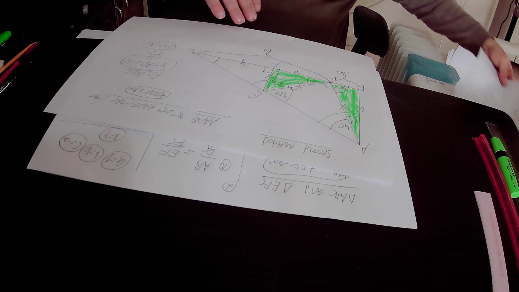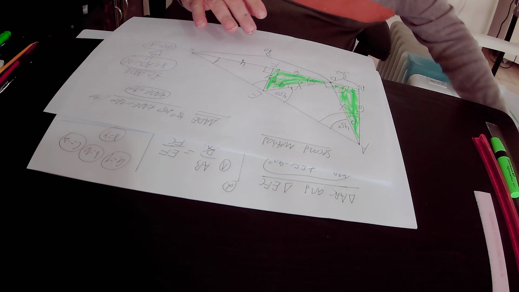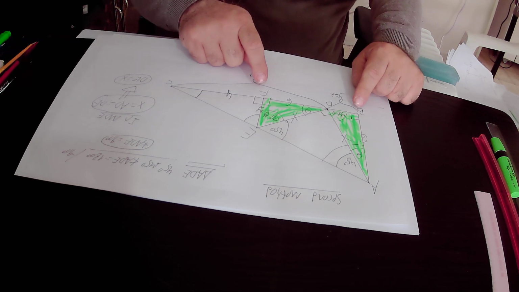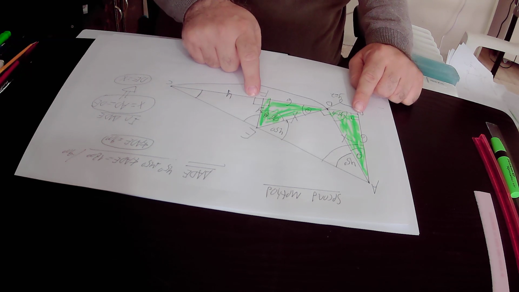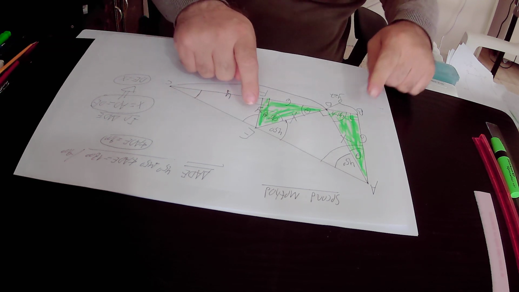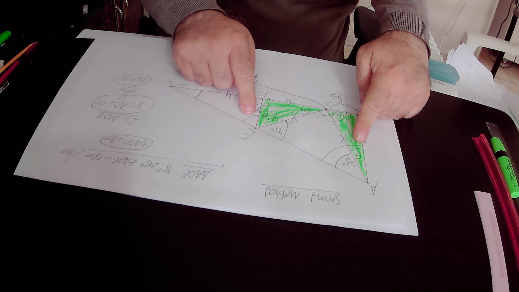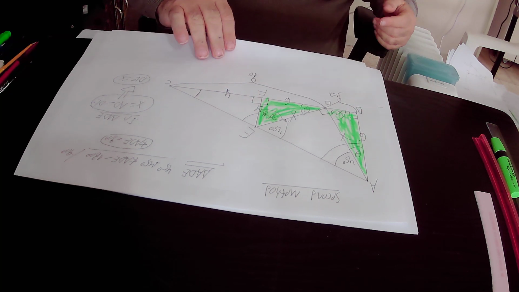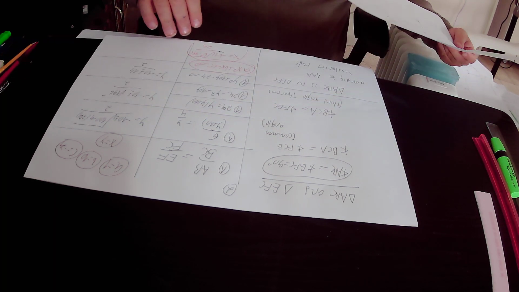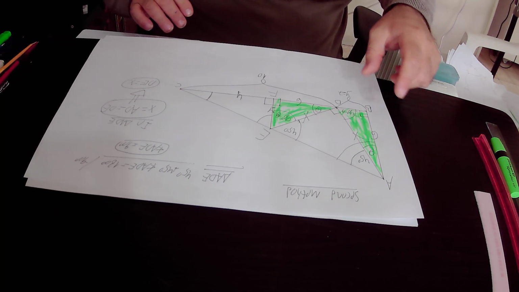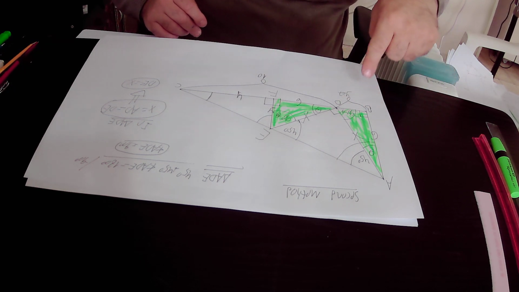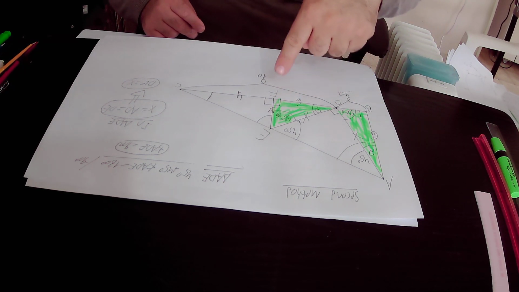Then we prove that triangle ABC is similar to triangle EFC. Why? Because both those two triangles have a right angle. This angle is a common angle, and those two angles are equal to each other according to the third angle theorem. Therefore, those two triangles are similar to each other according to the angle similarity rule. And from the fact that triangle ABC is similar to triangle EFC, we derive that AB over BC equals EF over FC.